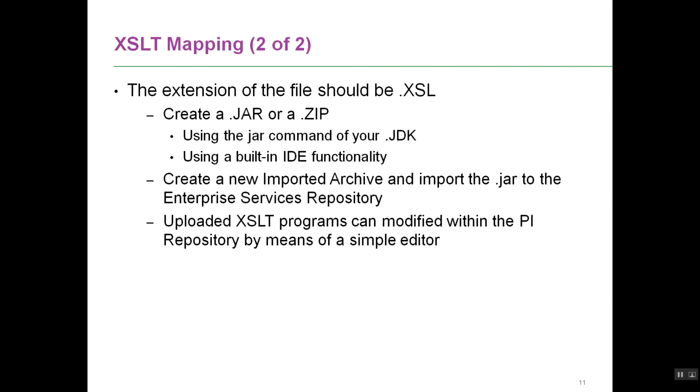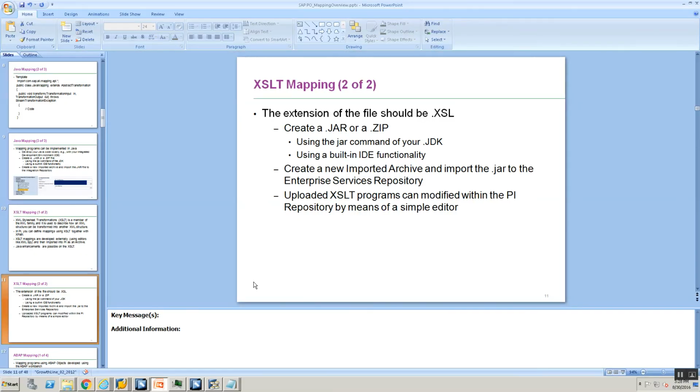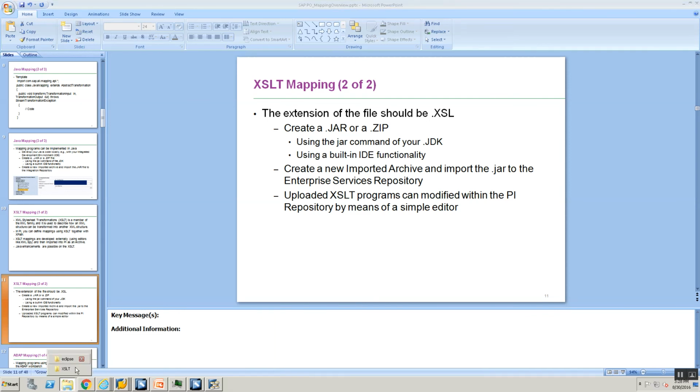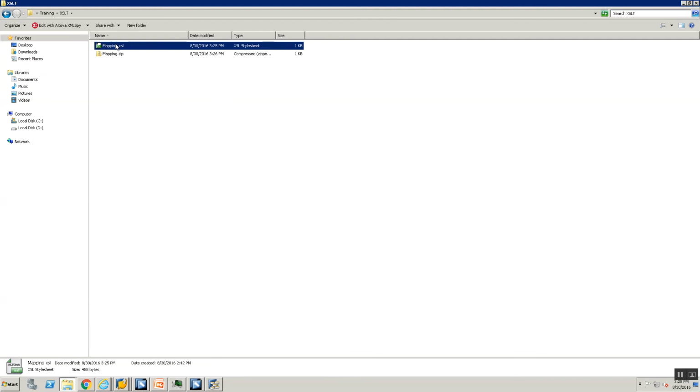You can always build an XSLT mapping in external tools like XML Spy and so on. In this case as well, like we did for the Java mapping, we are going to build the XSLT mapping. I've already written the code for an XSLT mapping, so I'll first close all my windows here. I'm going to my folder called XSLT mapping. I'll delete this. Let's see what this XSLT mapping is.